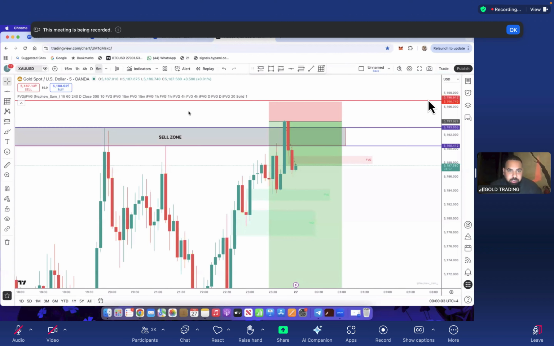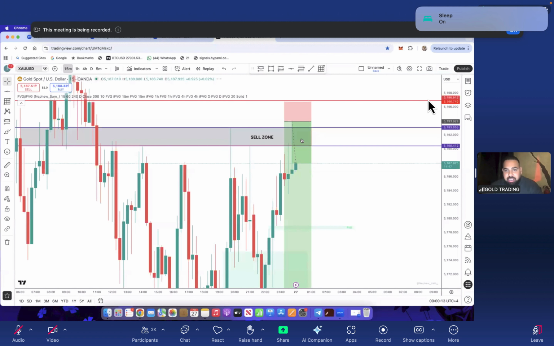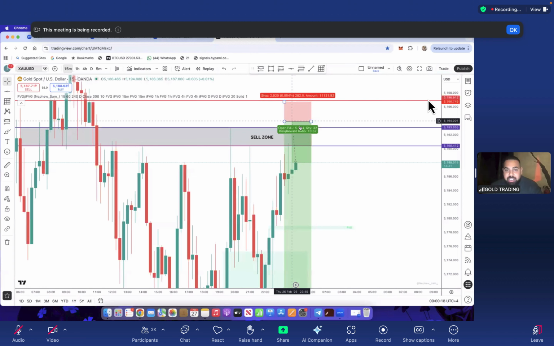Okay, so it's not. We made a zone, and it's very, very important that we respect the zone. This zone on the 15-minute was this outline right here, and it's respected it because the candle didn't close above. It was just a wick. That's how we know that it was probably going to sell.